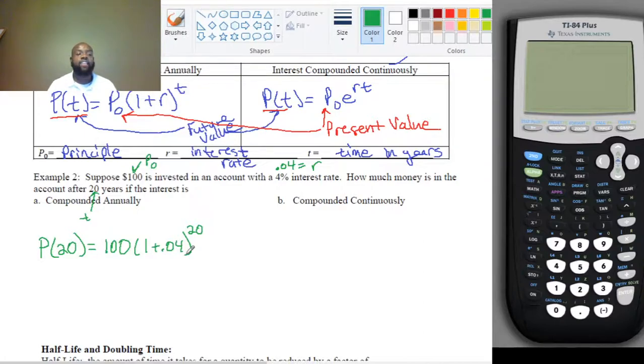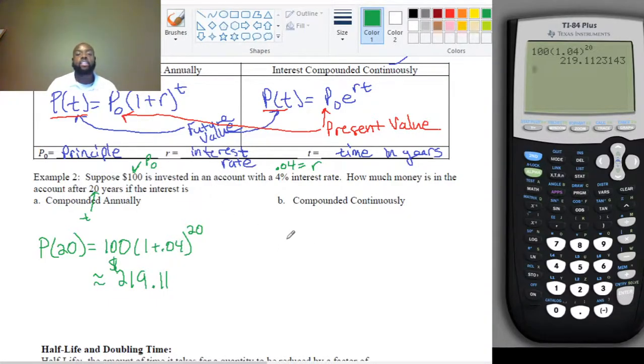You put that in your calculator. Let's do it together just to get some practice on the calculator. I have 100 times, I'm just going to go ahead and put that as 1.04. We're going to raise that to the 20th power. And that gives me, since we're dealing with dollar amounts, $219.11. If I round that to 2 decimal places, because that's how we deal with money in the US.